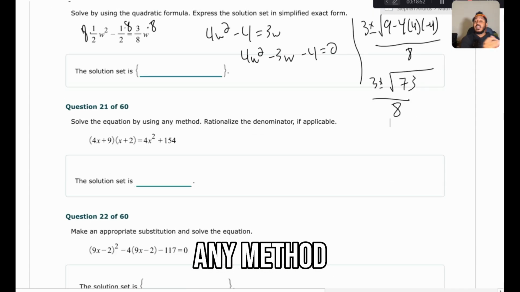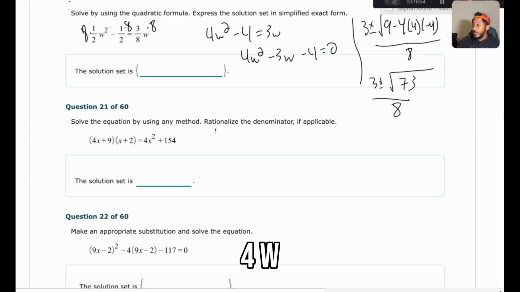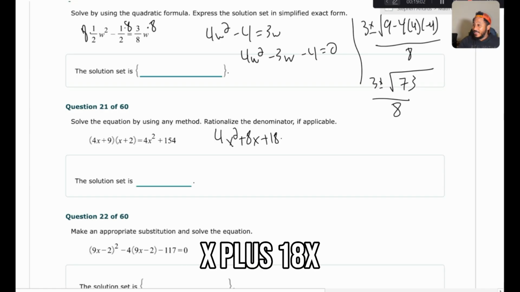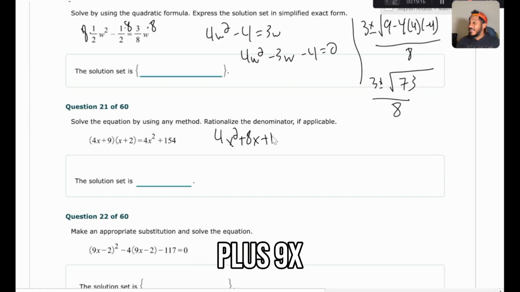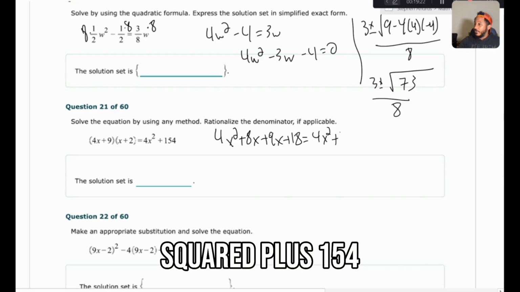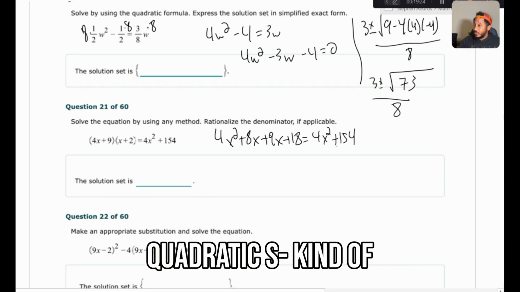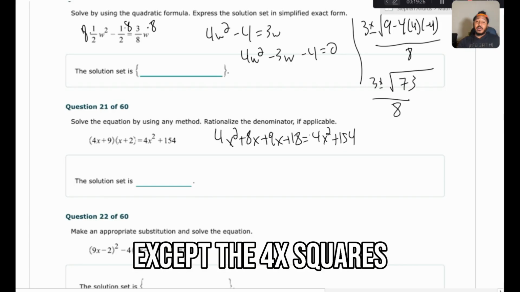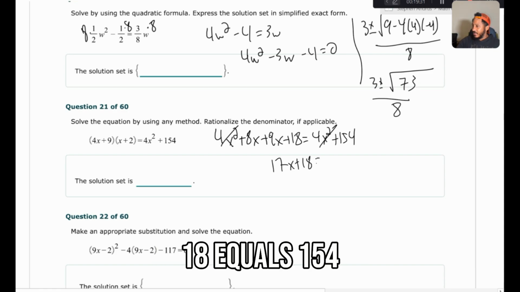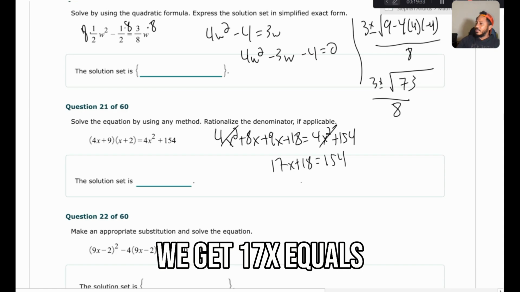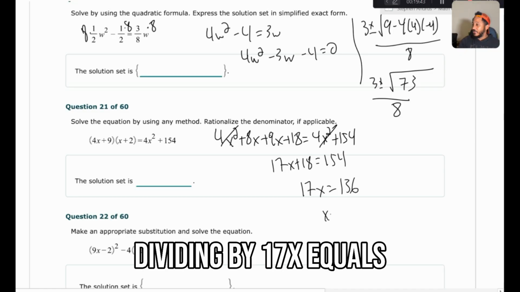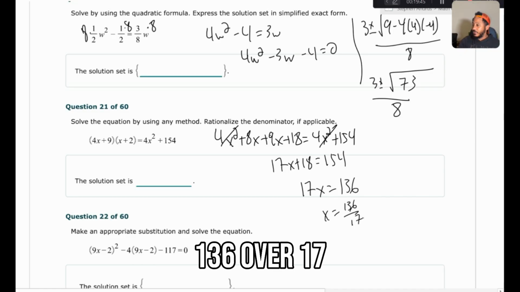This one says solve by using any method. So let's first FOIL this out, right? We get 4x squared plus 8x plus 9x plus 18 equals 4x squared plus 154. But notice it's a quadratic, kind of, except the 4x squareds go away on both sides, right? So we end up with just 17x plus 18 equals 154. Subtracting 18, we get 17x equals 136. Dividing by 17, x equals 136 over 17, which is just 8.